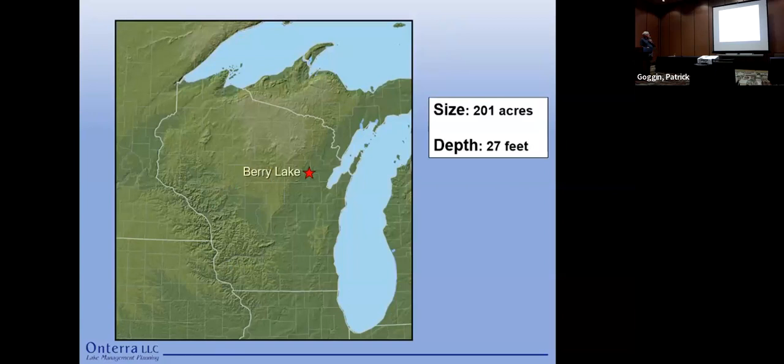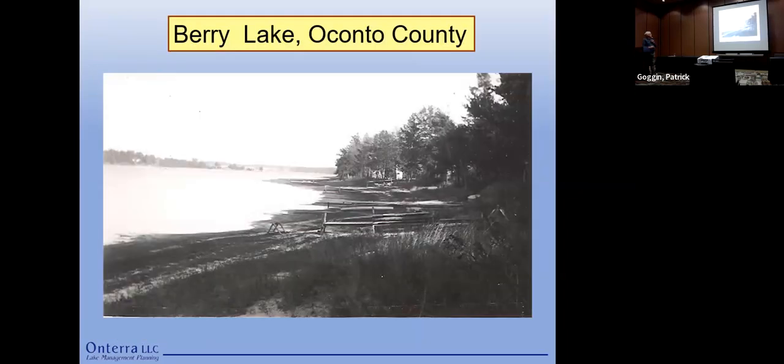So the last lake I want to talk about is Berry Lake. This is another seepage lake. It's a little bit larger than Max Lake, but also is relatively shallow. Has a maximum depth of 27 feet. This lake is just east of Shawano Lake. This lake undergoes a lot of water level fluctuations over time.